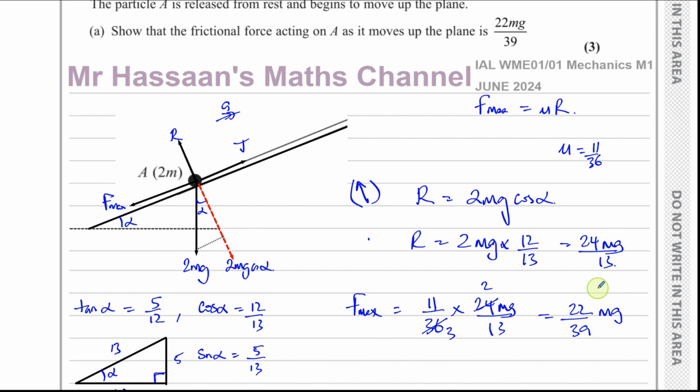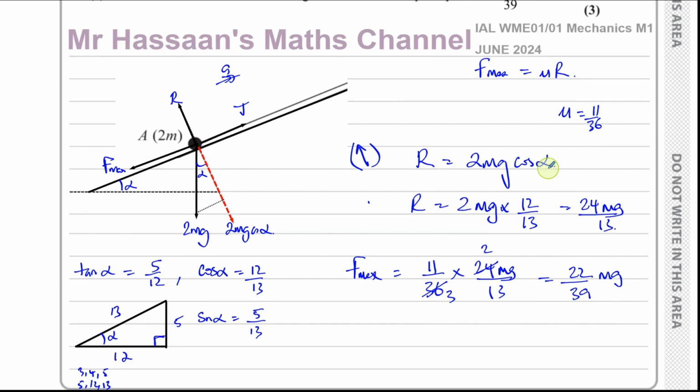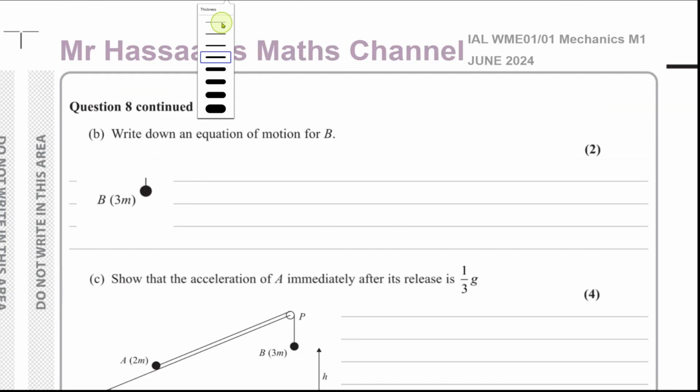Okay, so there's the answer to part A, completed. Now we're going to go on to part B. Okay, so part B now.